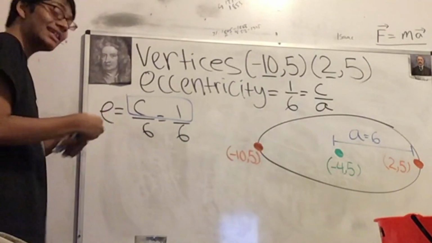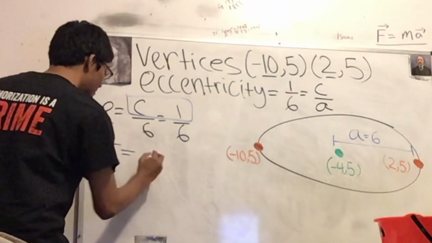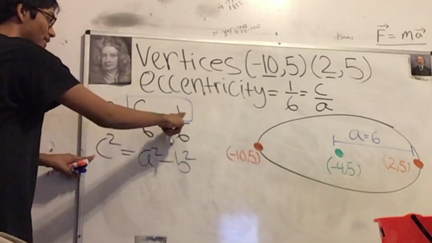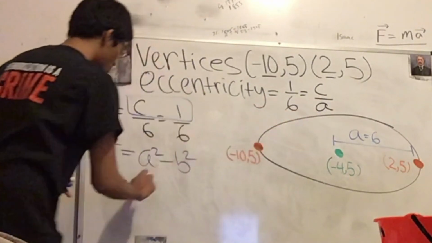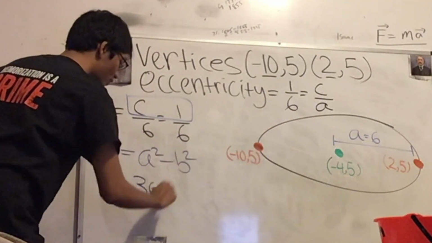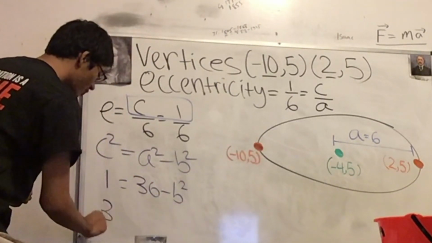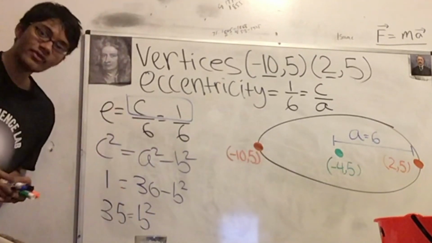And so now I can easily derive my b value by the relation that c squared is equal to a squared minus b squared. What's my c squared? It's going to be 1 squared. What's my a squared? It's going to be 6 squared. And of course minus b squared. We're trying to find b squared. So if I subtract from both sides, I get that b squared is 35. And now I have all the information I need.